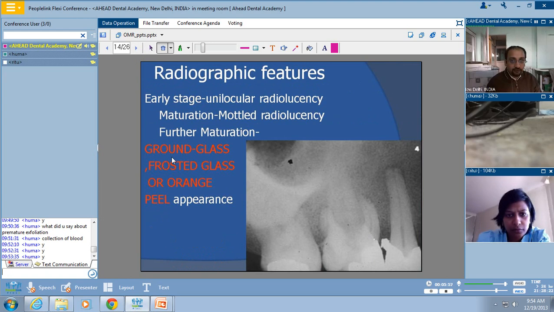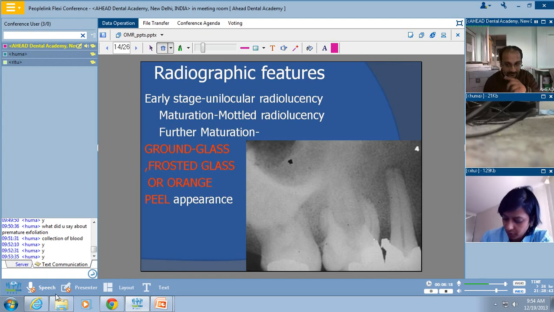These are the radiological findings. As you can see in the slide, at any stage of fibro-osseous lesion, these are the radiographic features of fibrous dysplasia, either monostotic or polyostotic. It really doesn't matter because it's the same stuff radiographically. Now, every case of fibrous dysplasia is divided into three stages.